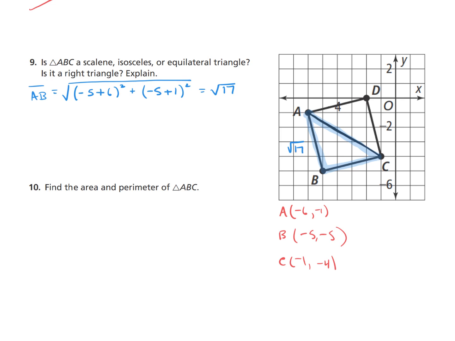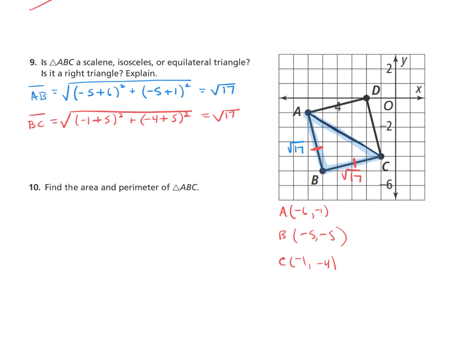All right, now we're going to do the same thing for BC. So distance formula is the square root of, we're going to subtract our x's. So we have -1 minus a -5, so +5 squared, plus -4 minus a -5 turns into +5 squared. And that will give us the square root of 17. So far we have two congruent sides. So it's not scalene. It could be isosceles. We just want to check our third side.